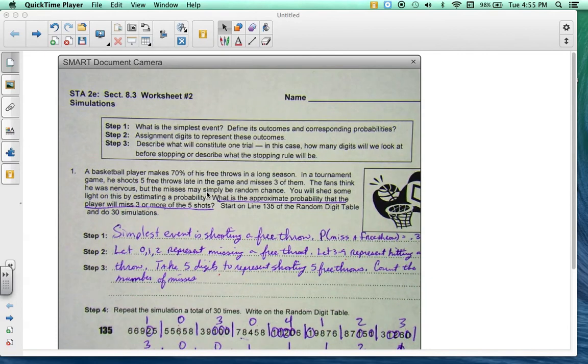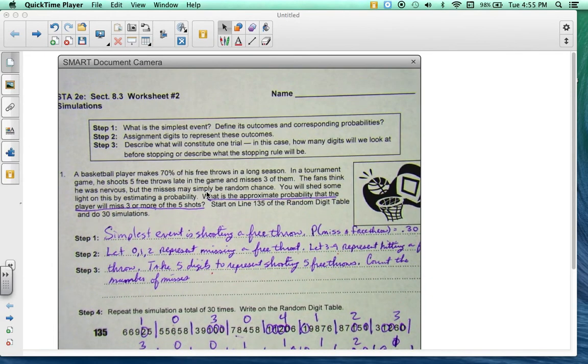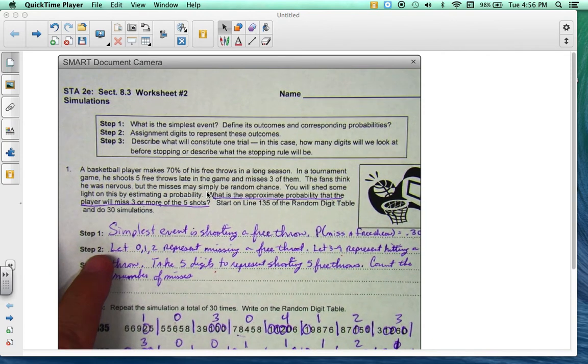Okay, ladies and gentlemen, I'm here to talk to you about worksheet number 2 from section 8.3. This is questions number 1 and number 2. Now, I had you copy this down, but let me go back over it real quick.